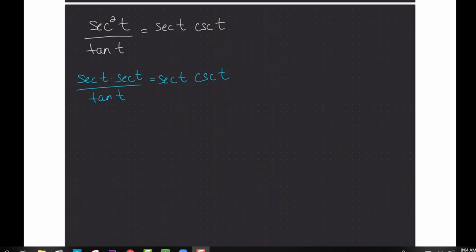Now what are we going to do? Go to sine and cosine? Yep. What's secant? 1 over cosine times 1 over cosine all over sine t cosine t. Anybody got any ideas on what we could do now?